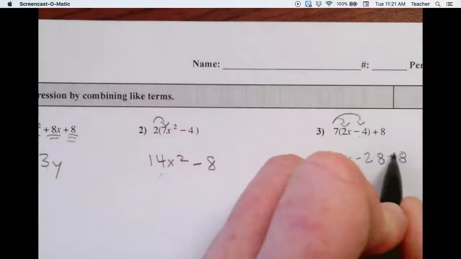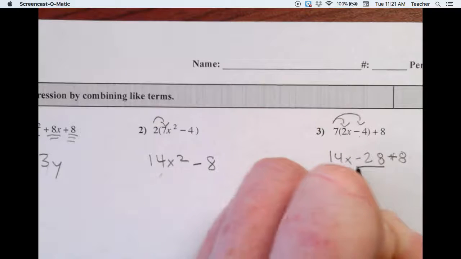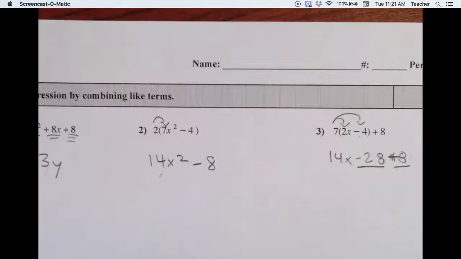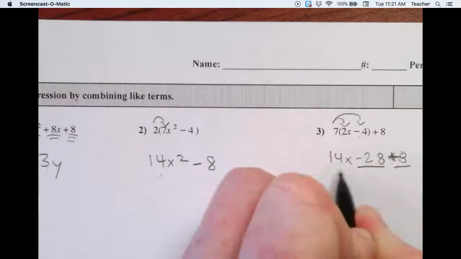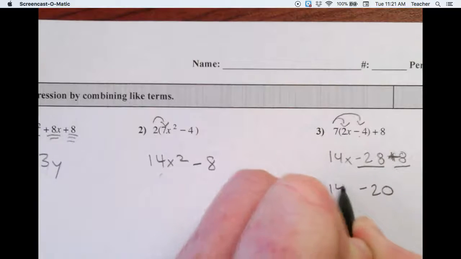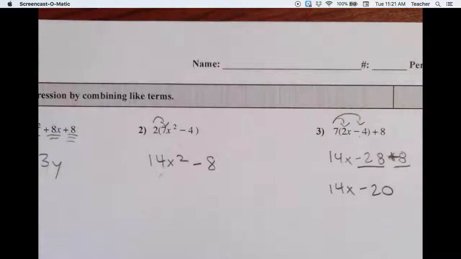We need to combine like terms. So I have negative 28 and a positive 8. Sorry about that handwriting. Negative 28 plus 8 is negative 20. And I still have the 14x. Okay. That is simplified. There's no like terms that can be combined.